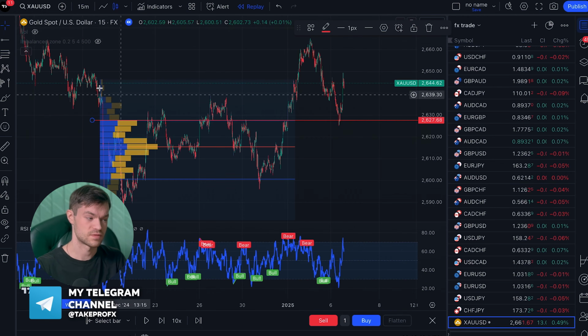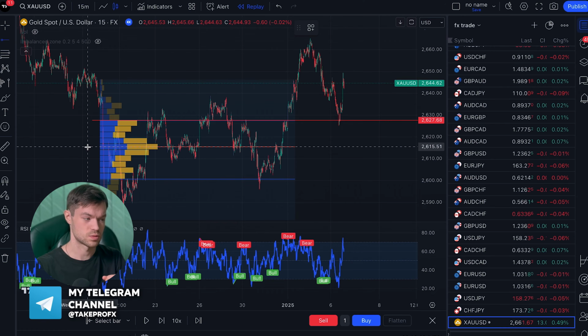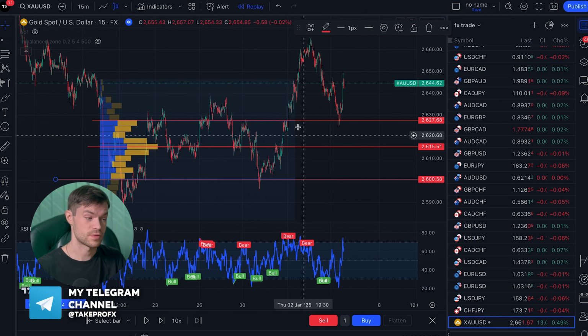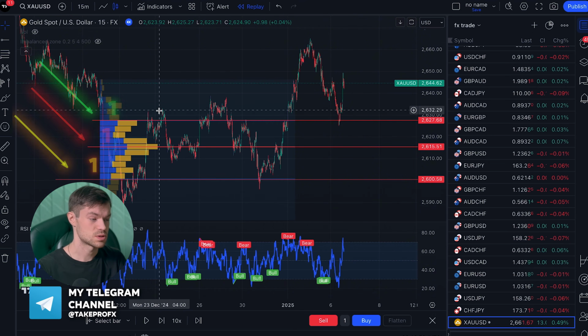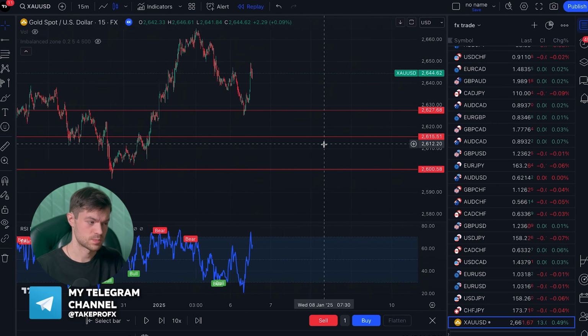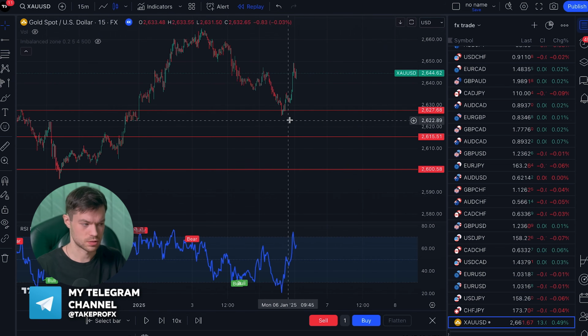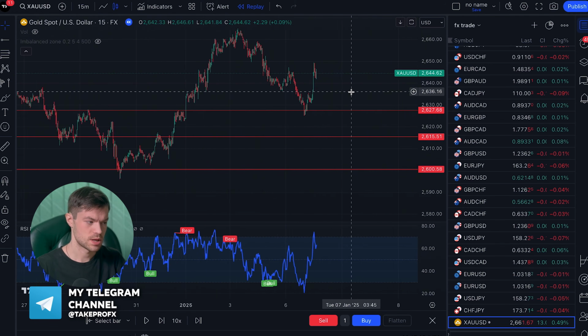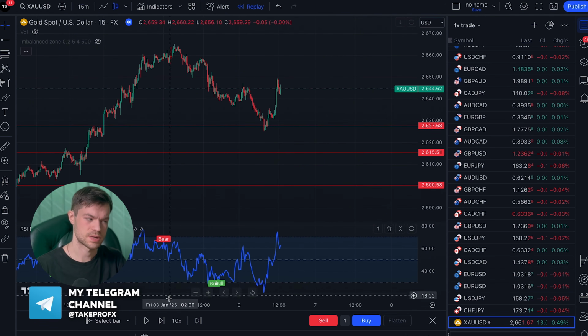So here we have zone number 1, here we have zone number 2, the most important one, and here we have zone number 3. We can basically close this tool so that it does not interfere with us. Here we have the 3 most important zones. Of course, we have already reached the first zone, but we haven't had a signal here yet. So let's see what's happening with the chart next.